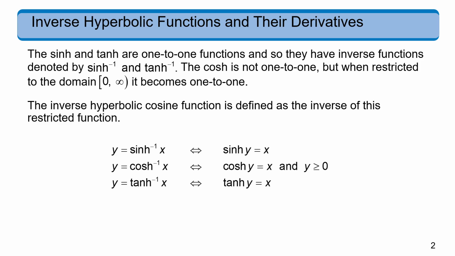So they're fine. We know they have inverses. However, the hyperbolic cosine is not one-to-one. But if you restrict its domain to just 0 and bigger, that part of the graph is one-to-one. So when we consider the inverse hyperbolic cosine, it's assuming we've restricted the domain to going from 0 to infinity.